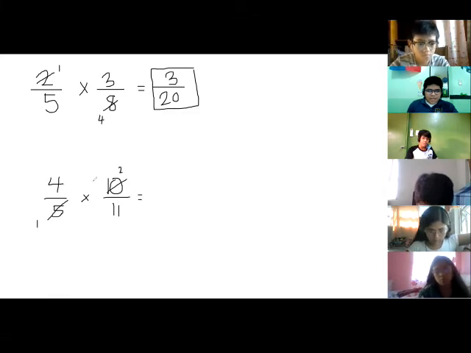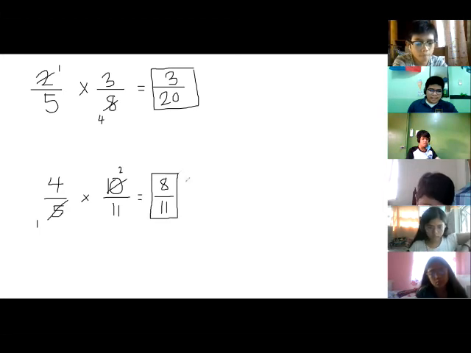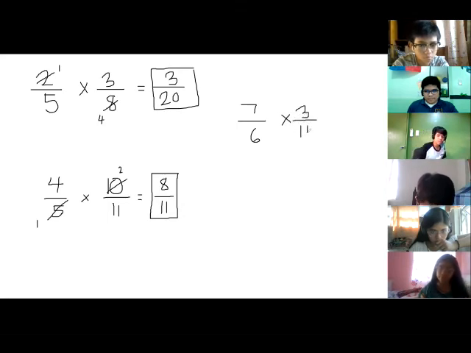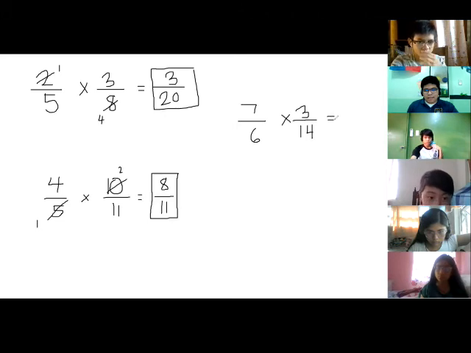So, wala na tayong ibang common factors. So, let's multiply. 4 times 2 ay 8. 1 times 11 ay 11. Tapos, wala nang added steps. No steps added. Okay? So, that is one way to shorten, gawing short. Okay, try nyo nga mag-elimination method dito sa 7 over 6 times 3 over 14. Use elimination method. Try nyo hanapin kung anong pwede nyo ma-eliminate.